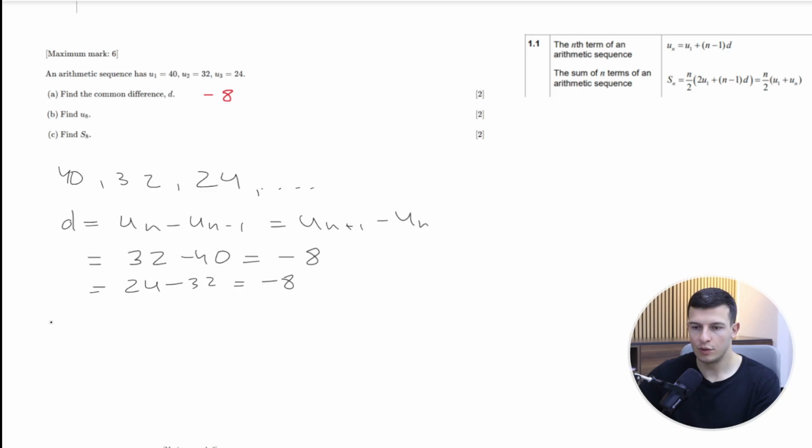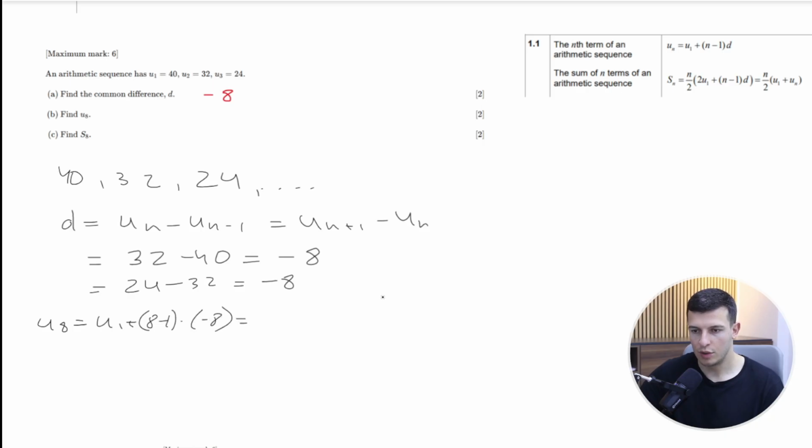Find u8. Okay. Now once you know what your d is, and if you know what your u1 is, then you're golden. You can find any un using the formula that we have. So the formula is u8 is equal to u1 plus, well, let me go back here and write it a bit more openly. So n is 8, 8 minus 1 times the difference, which is negative 8.